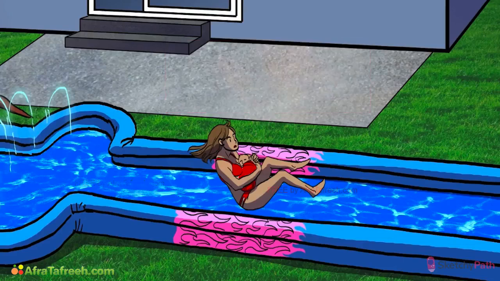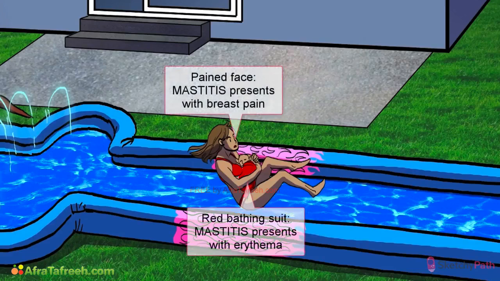Our first contestant down the breast duct slip and slide is a mom with a baby in tow. Dangerous? Maybe. Illegal? Most likely. Fun? Yeah. Let that red bathing suit remind you of the erythema that can be seen with mastitis. She's also sliding past those flames on the walls of the slip and slide. Our recurring sketchy symbol for inflammation, in this case, of the breast.